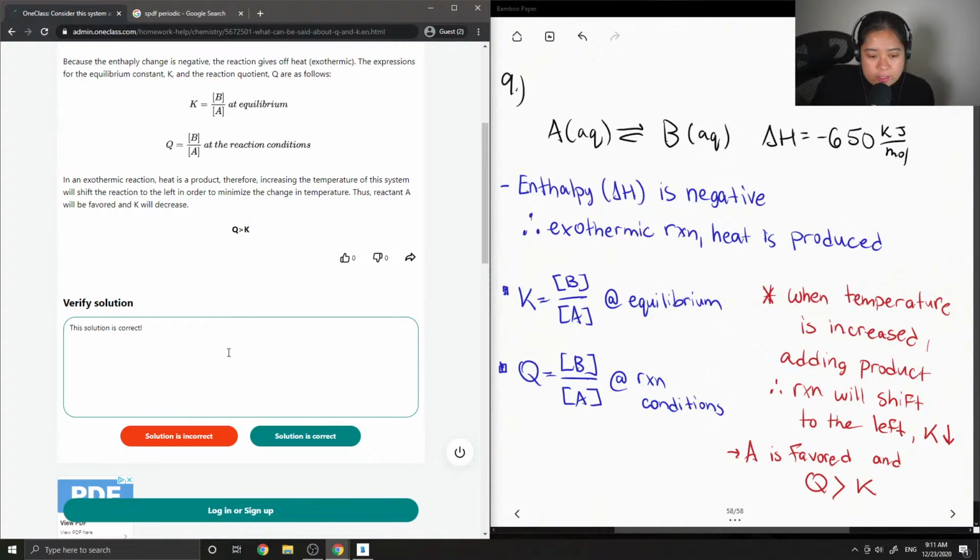So every time there's a change in the reaction conditions, the reaction wants to go towards something that will make it more in equilibrium. So that's why when more product is added, then it kind of shifts more to the reactants to kind of balance it out.